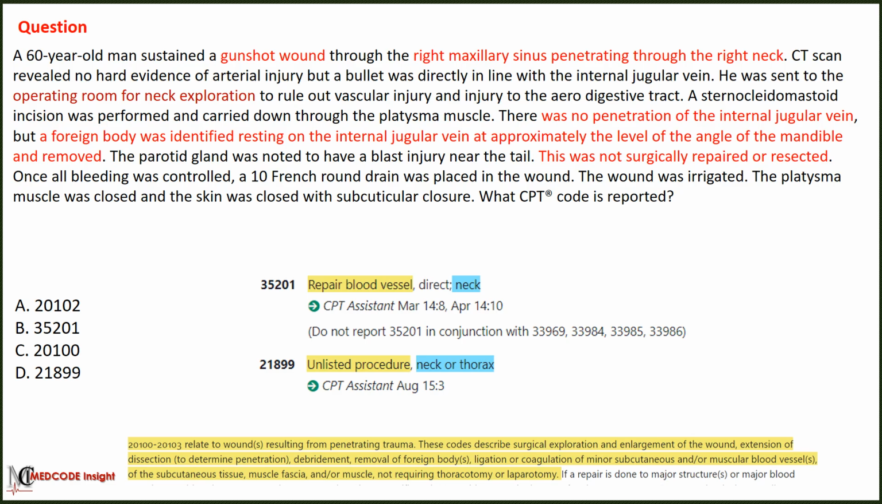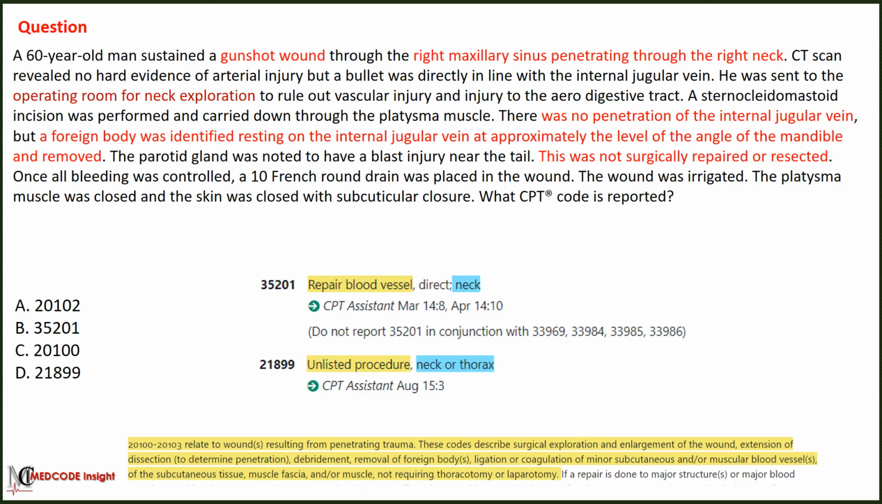In the given scenario, we will first focus on some key points. The gunshot wound required neck exploration in the operating room, confirmed that there was no penetration of the internal jugular vein, and foreign material was removed. To find the correct code, we refer to the wound exploration guidelines, which state that the surgical exploration and enlargement of the wound, extension of dissection, debridement, removal of foreign body, ligation or coagulation of minor subcutaneous and or muscular blood vessels, and the exploration of subcutaneous tissue, muscle, fascia and or muscles without requiring thoracotomy or laparotomy are covered under the wound exploration codes 20,100 to 20,103.